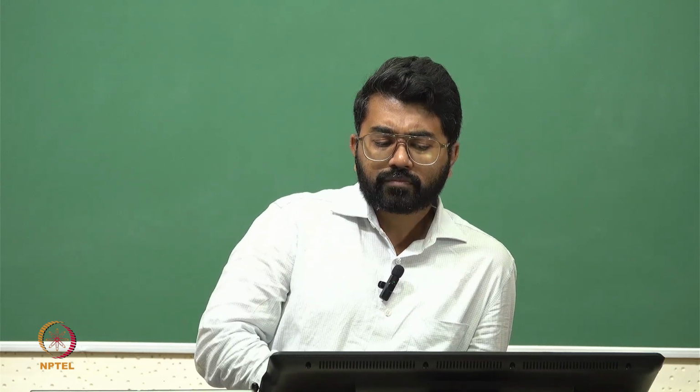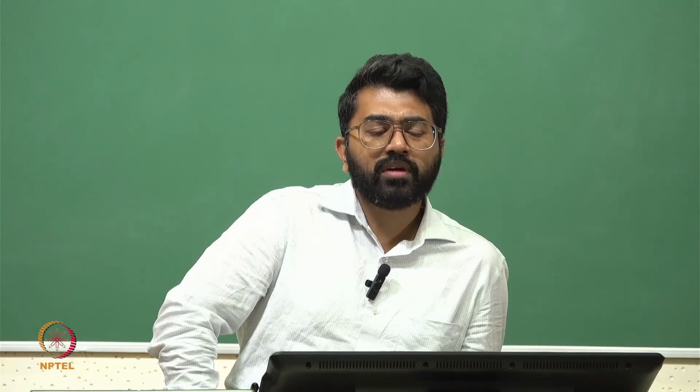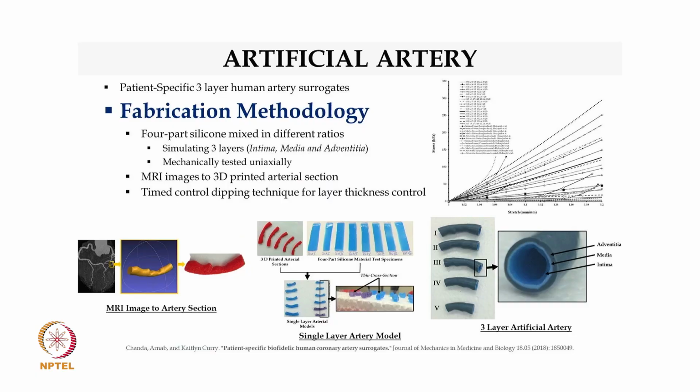Another part was that this is highly patient specific, so not all the arteries look the same or have the same thickness or the same undulations across human bodies, right? So that's why we realized that this has to be a patient-specific approach in order to develop an artificial artery. So we did a patient-specific 3-layer human artery model, and we could create it as close as possible to the real artery.